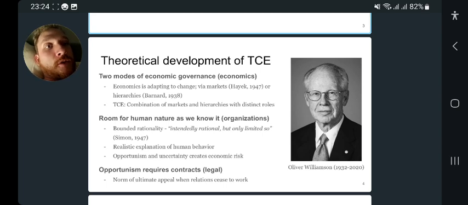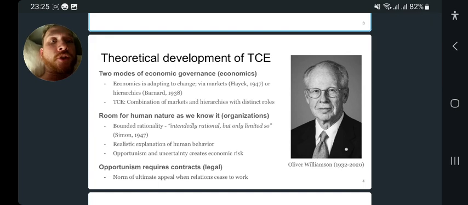There are two forms of doing so: via markets or via hierarchies or organizations. Where you have markets, you have the price mechanism, which dictates what is good to buy versus not. And then via hierarchies, you have the development of organizations, which is essentially the production function. And so transaction cost economics combines both of these modes of looking at economizing or economic governance.